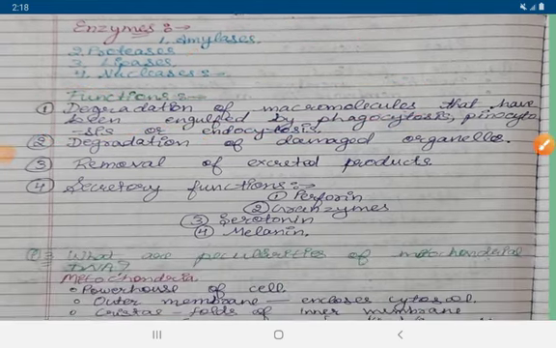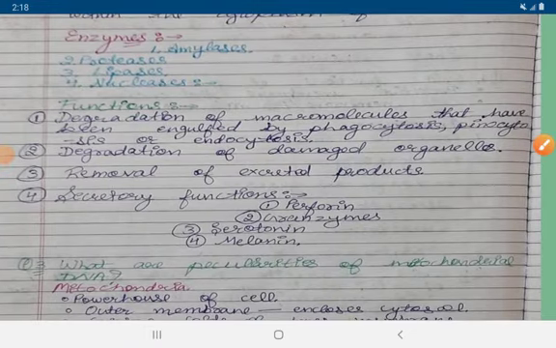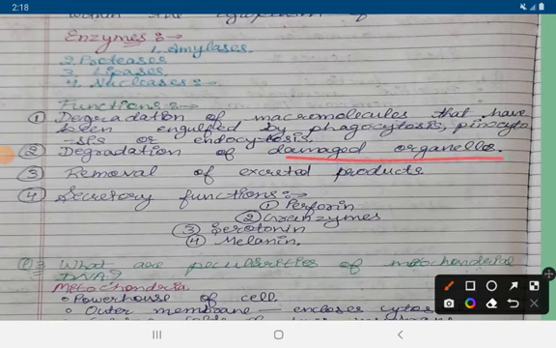Degradation of damaged organelles is also carried out by lysosomes by formation of autophagolysosomes. Degradation of damaged organelles occurs with the help of formation of autophagolysosomes.